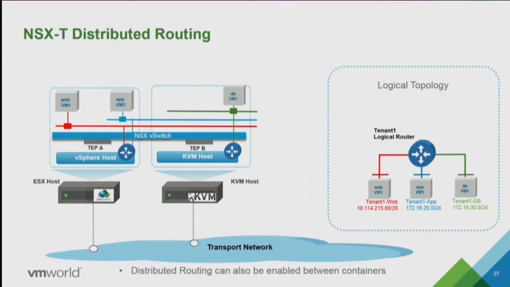The demo topology we have is one ESX hypervisor and one KVM hypervisor, which are prepped for network virtualization with NSX-T. The transport network is wired up. We have three logical switches: a web logical switch, an app logical switch, and a DB logical switch. We have VMs attached to these logical switches on heterogeneous hypervisors. Our objective in this demo is to configure a logical router, which is going to interconnect these logical subnets. The gateway for these logical subnets is going to be defined on this router.